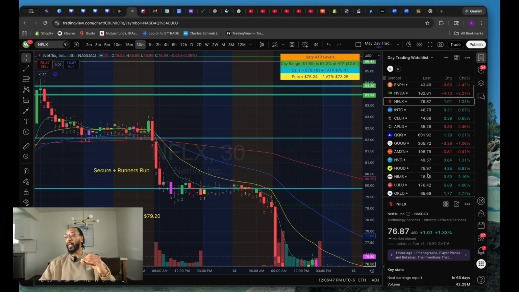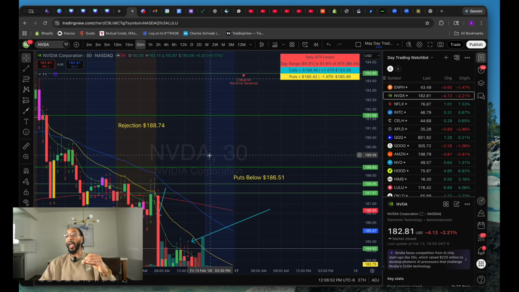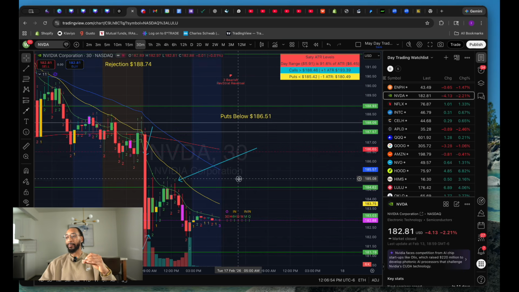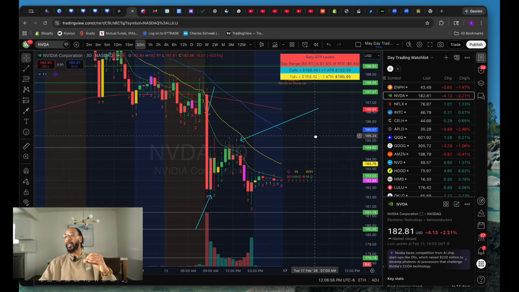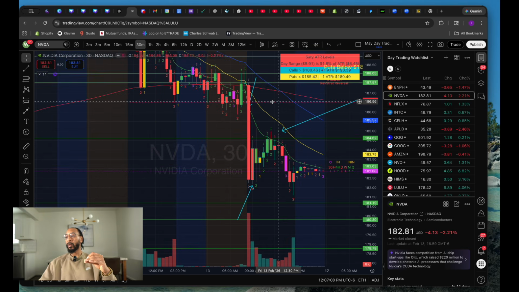Now, let's go to Nvidia. With Nvidia, on Friday, we caught a banger, right? Now, look at this. First 30-minute candle. First 30-minute candle sinks. So we catch this body right here, right? My price target was 184. We came all the way down to 182, right? So I secured profits in the 184 range, right?